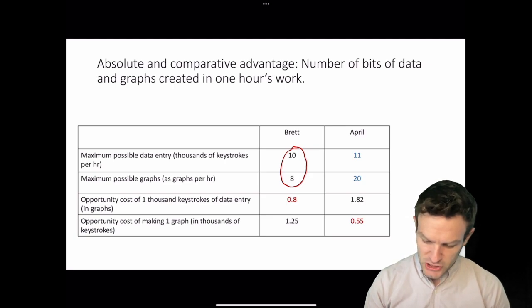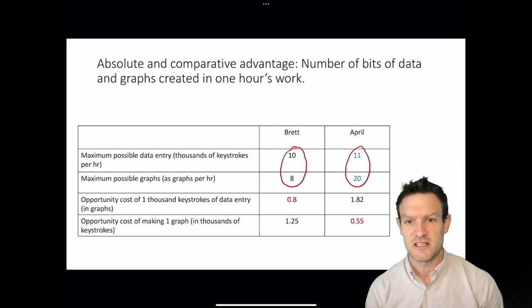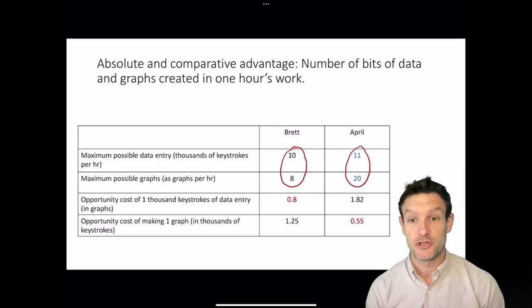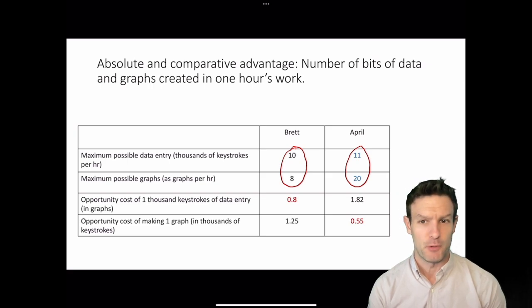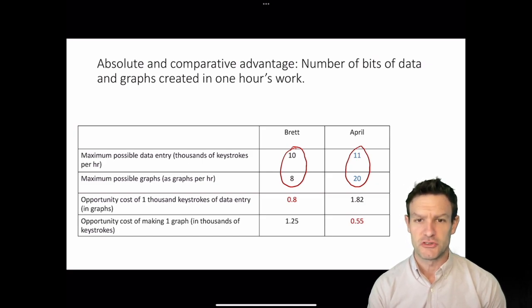For April, she could enter 11,000 keystrokes of data in an hour, and she could produce 20 graphs in 1 hour. Now, what we can see is that the numbers for April are greater than they are for Brett in both circumstances. Therefore, April has absolute advantage in the production of those goods.